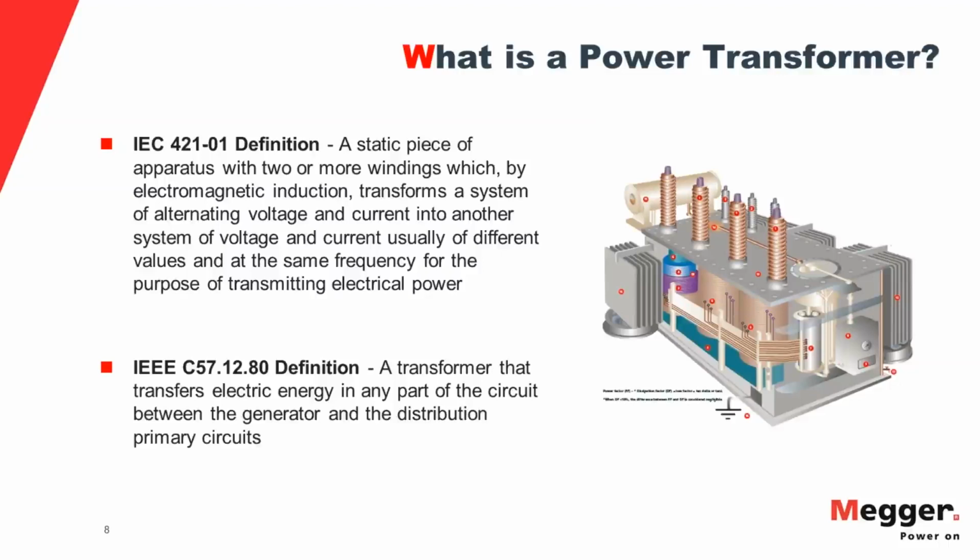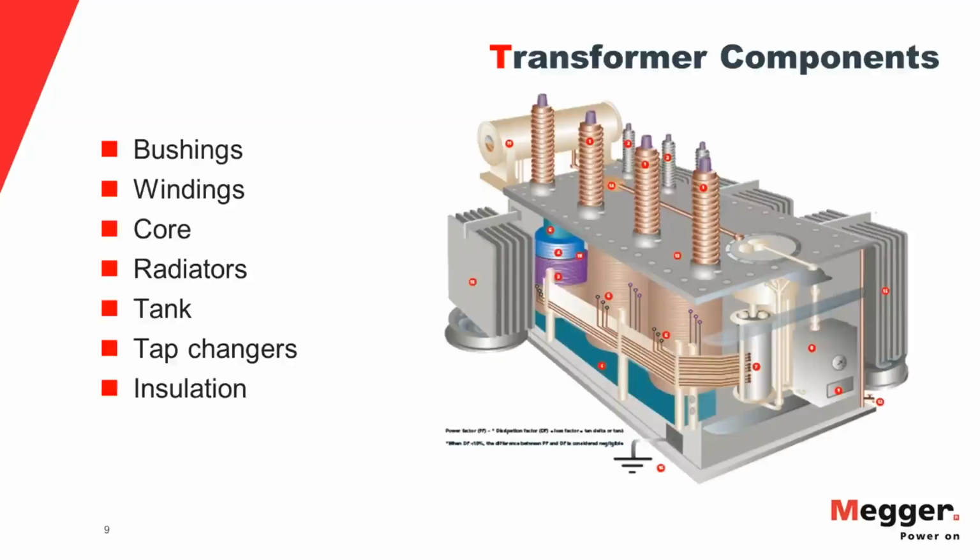What is a power transformer? IEEE C57.12.8, the IEEE standard for protecting power transformers, states that a transformer that transfers electrical energy in any part of the circuit between the generator and the distribution primary circuits is termed a power transformer.